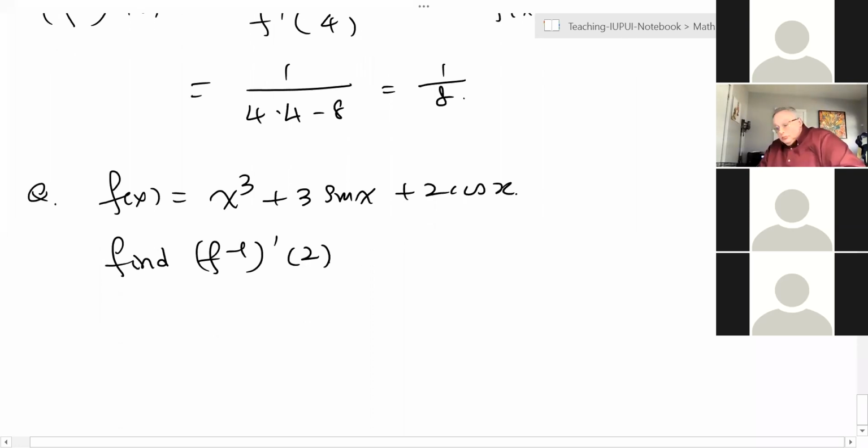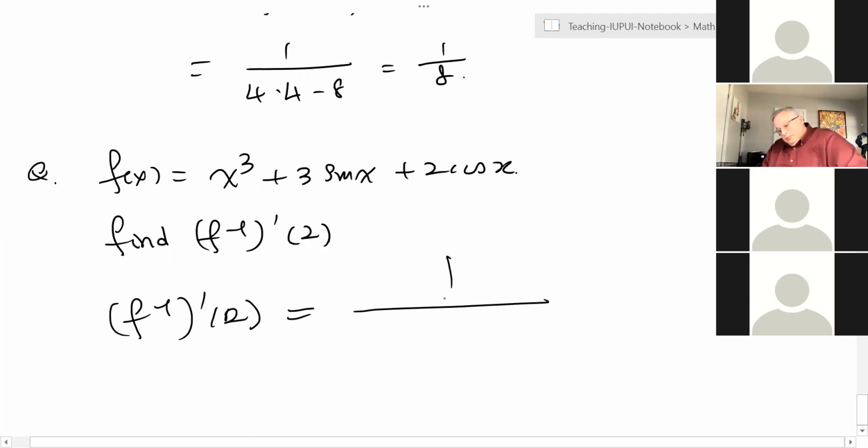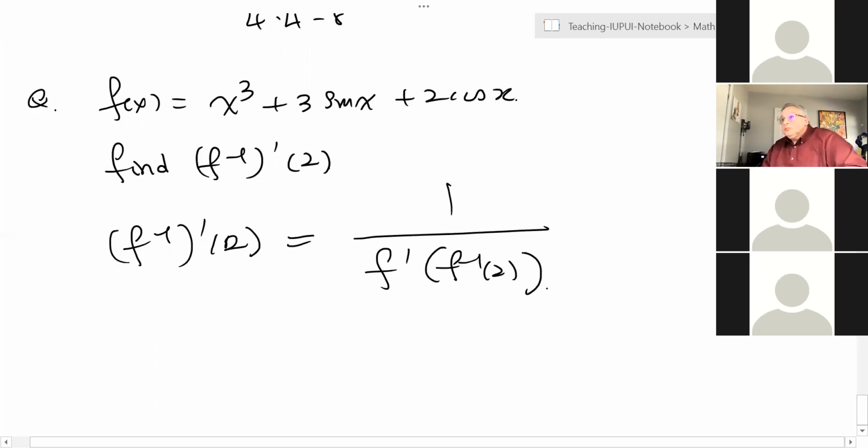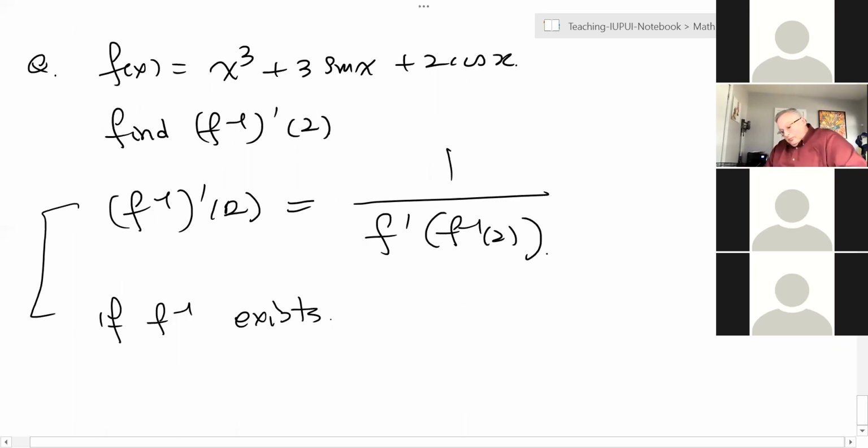How do you do that, right? If you're not able to find the formula, you're not able to do it. Well, we do have the formula, right? So step 1 is we have to write down this first. Okay, so this is our formula, if the inverse exists. So if f prime exists, otherwise you cannot find the inverse derivative.